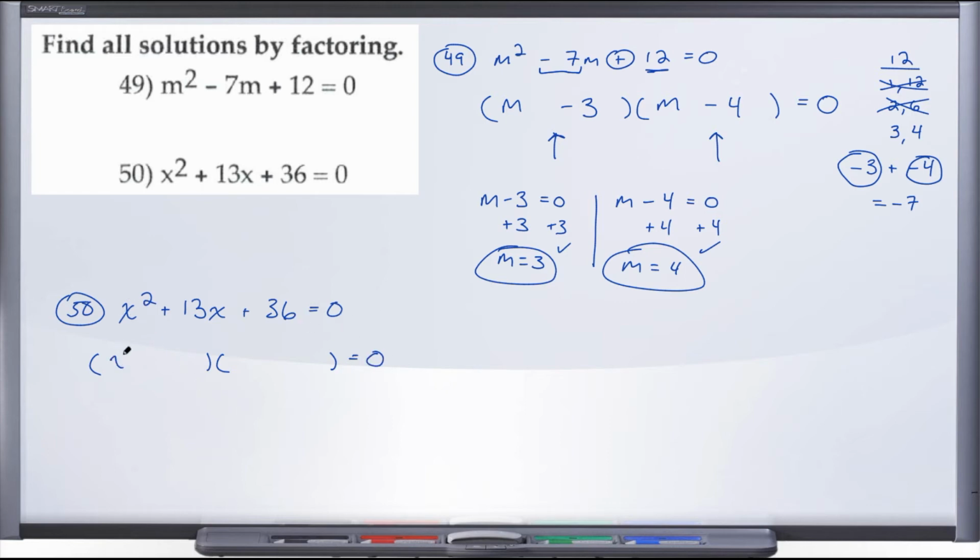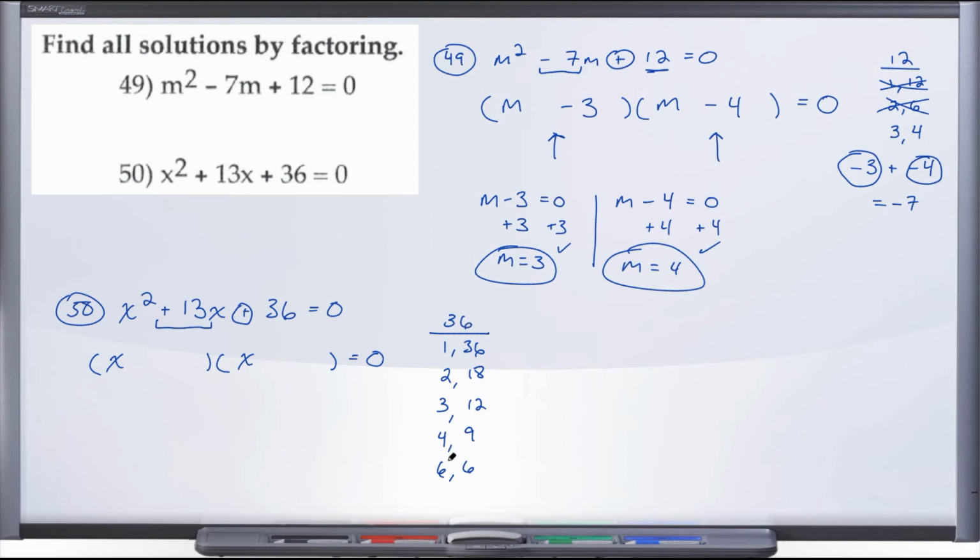We're working with x, so let's go ahead and split that x up into x and x. And we want factors of 36 that add to give us positive 13. All right, well, let's take a look. Let's see, 36. Well, we have 1 and 36. We have 2 and 18. We have 3 and 12. We have 4 and 9. 5 doesn't work. How about 6? 6 and 6. And I think that might be it.